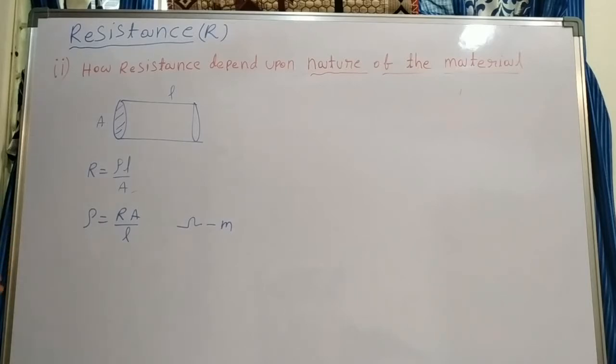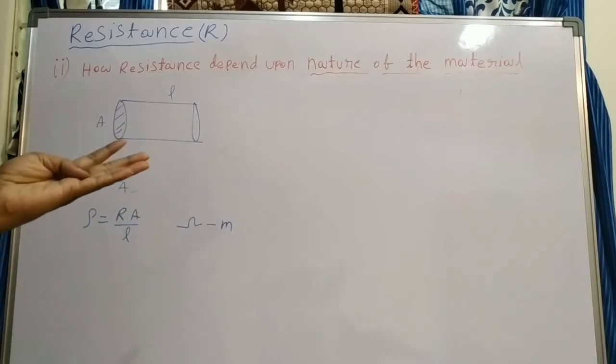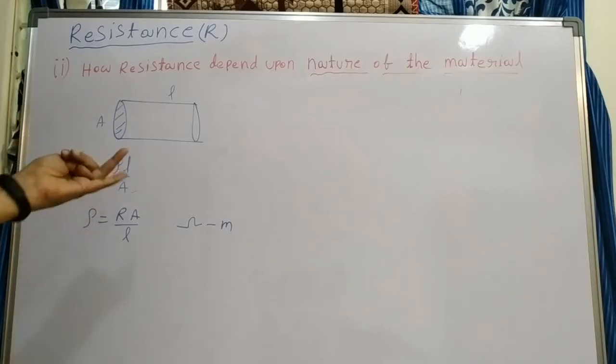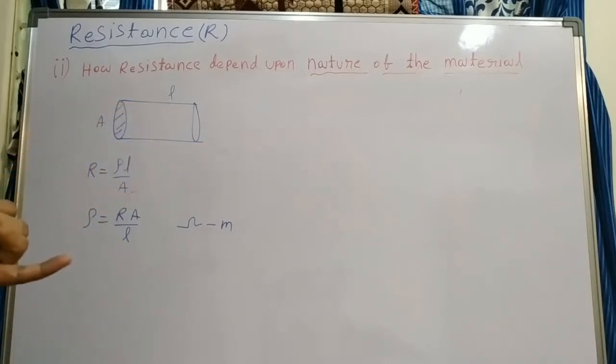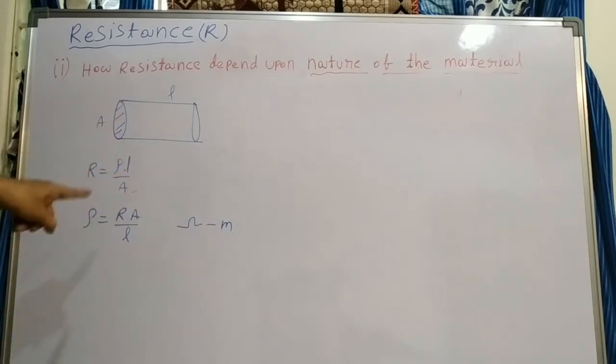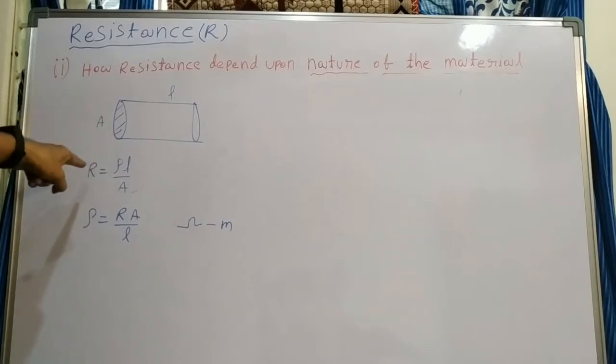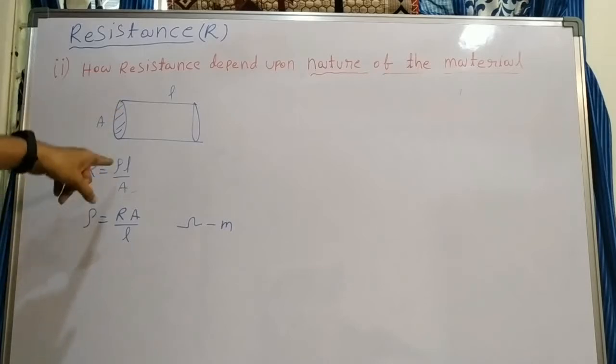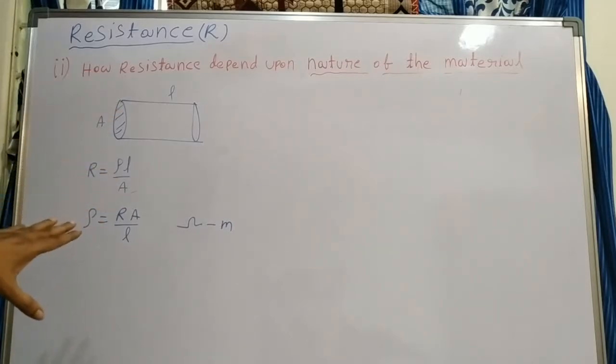So on what factors does resistance depend? If they ask, we can write resistance depends upon length, area of cross section, nature of the material, and temperature. We can write 4 factors. Of course, impurity also, so 5 factors. And resistivity does not depend upon length and area of cross section, because resistivity is the proportionality constant between R and L by A. So it depends upon the nature of the material and temperature. About temperature we'll discuss later. Now we'll see about the nature of the material only.